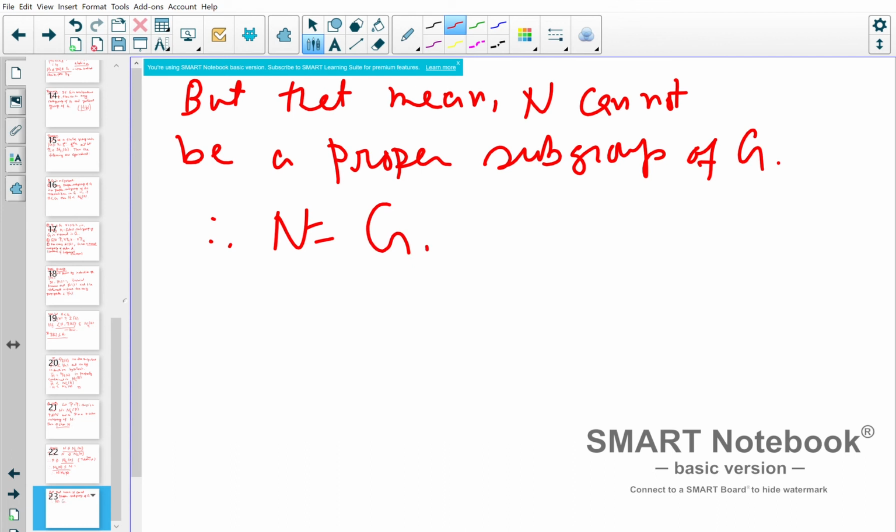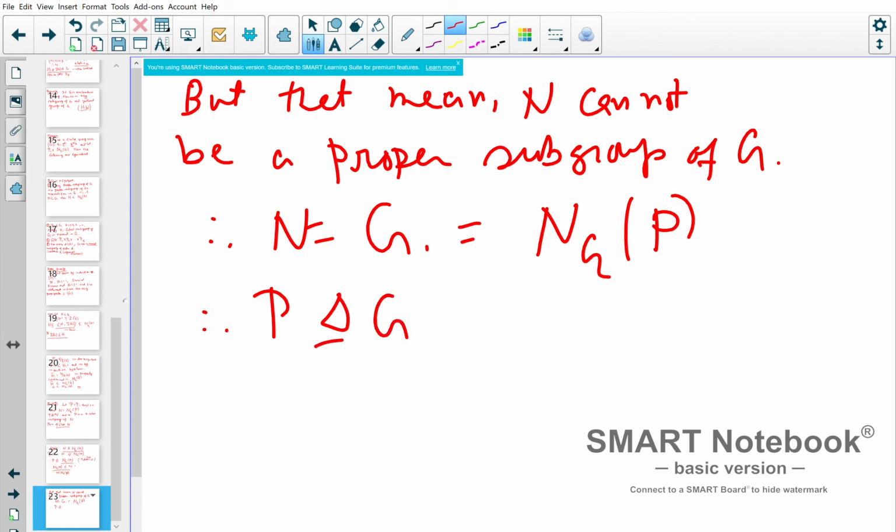Now, if N equals G, then what does that mean? That means the normalizer of P in G equals G, and hence P is normal in G, right? This is a so nice, magical proof. So we just proved that. This is true for every P, right? Pi is normal in G for all i from 1 to k. So in a nilpotent group, what happened? In a nilpotent group, all the Sylow subgroups are normal subgroups.